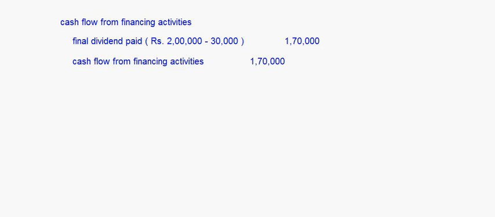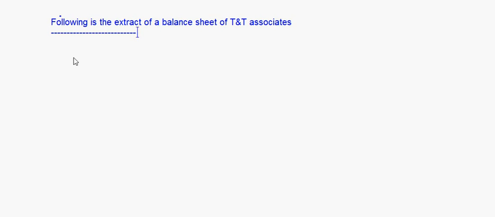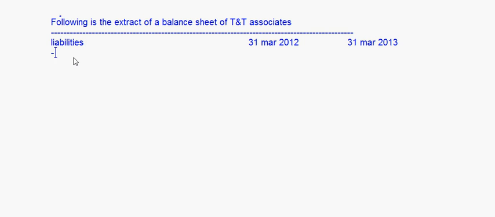Now let's take up one more question for this cash flow from operating activities. Now supposing I have the following extract of the balance sheet of T&T Associates. Here you have been given the balance sheet, liabilities, as at 31st March 2012 and 31st March 2013, right.